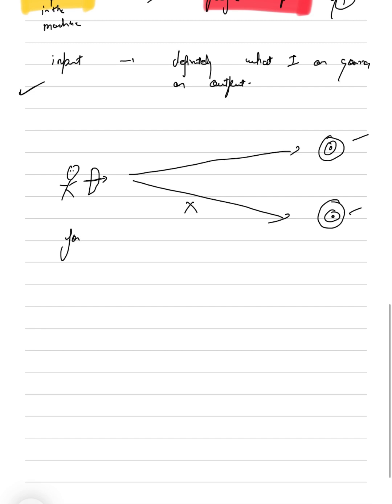For one input, you can have only one specific output. Okay, I think I made my point here clear.